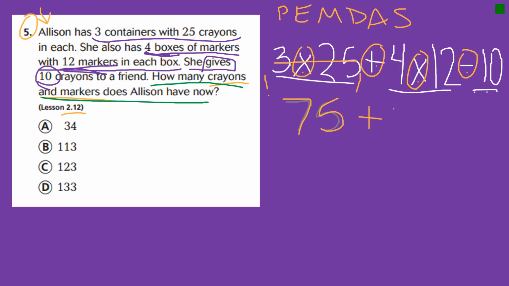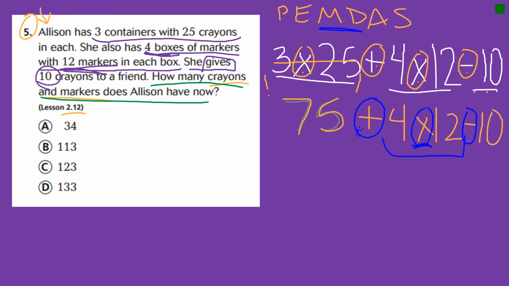Okay, so we just figured out the crayons. Now we have to rewrite what we didn't use yet. Okay, we have addition, multiplication, subtraction. Okay, so should we add first because it's the first thing in the row? Should we? No. We have to multiply or divide first. Ding, ding, ding. Right there. We have 4 times 12. Okay, so I'm going to write it over here. Okay, 4 times 2 is 8. 4 times 1 is 4. Okay, friends. So that's 48.